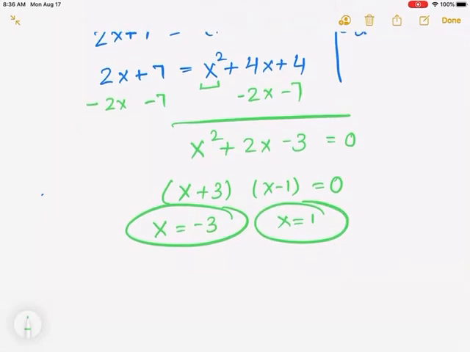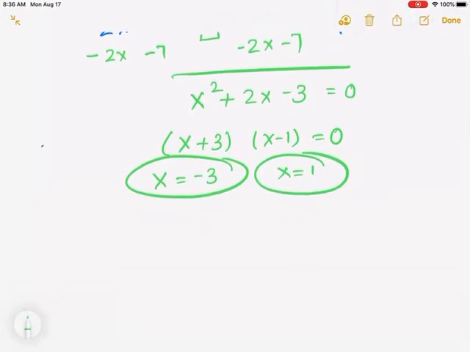At the end, you have to check. So how do we check? Basically, plug these numbers back into the original problem, and if any of the radical becomes negative, it means it's going to be an extraneous solution. So that's my first example.